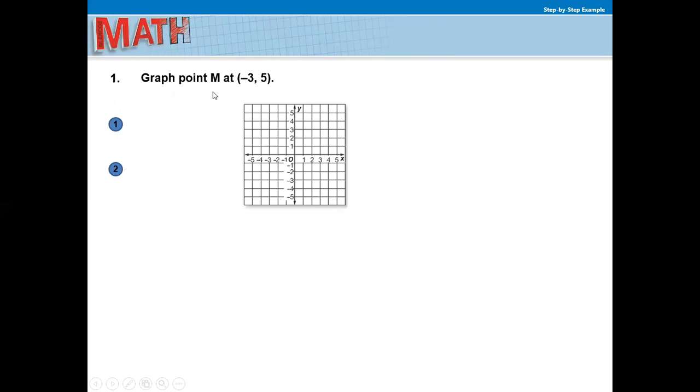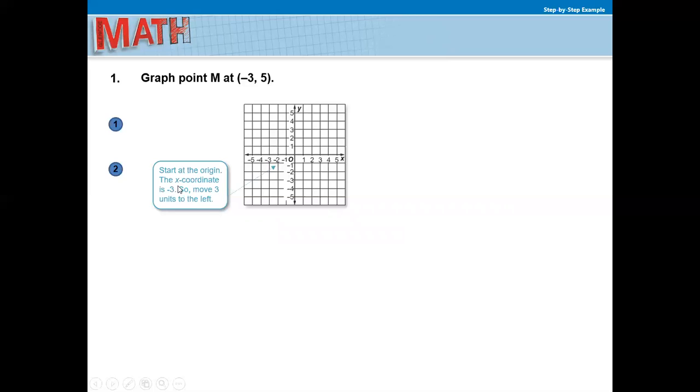Graph point M at -3, 5. This is our coordinate grid. This is the x-axis, the y-axis. Where they intersect is the point of origin, 0, 0. This is quadrant 1, quadrant 2, quadrant 3, quadrant 4.